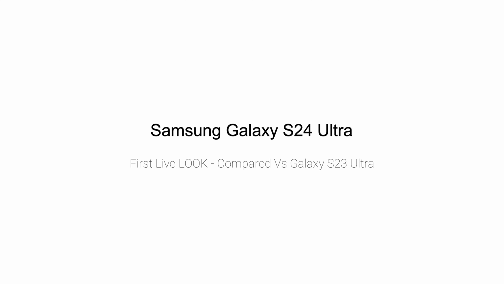Initially shared on the Sogi website and later deleted, the images were published by informant Ice Universe on his profile on the social network X, formerly well-known as Twitter. Judging by the material, the Galaxy S24 Ultra should be a little thinner than the Galaxy S23 Ultra model, which is currently 8.9mm thick. The leaker cites that the new model would be 8.6mm.